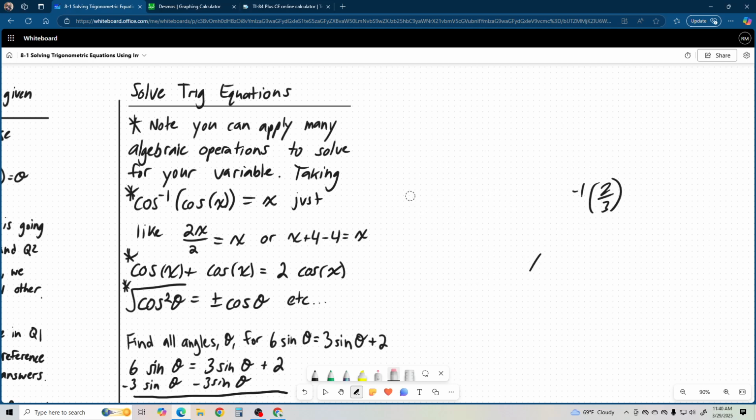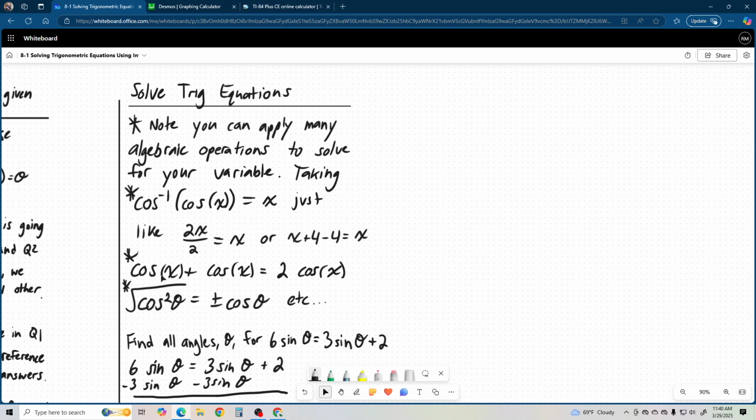Okay, so we can do that, right? We can always take the inverse of a trigonometric function to get rid of the actual trigonometric function, right? That's what we do. So we can do that. The other thing we can do is we can just add them. So if we have cosine of x, right?